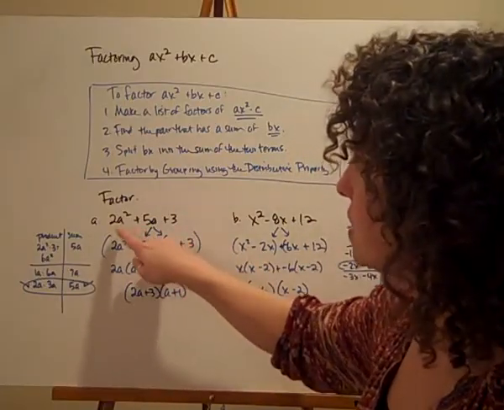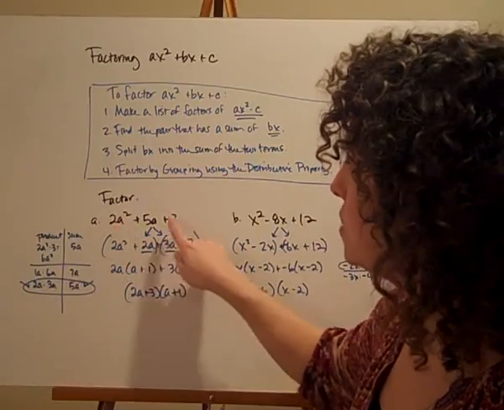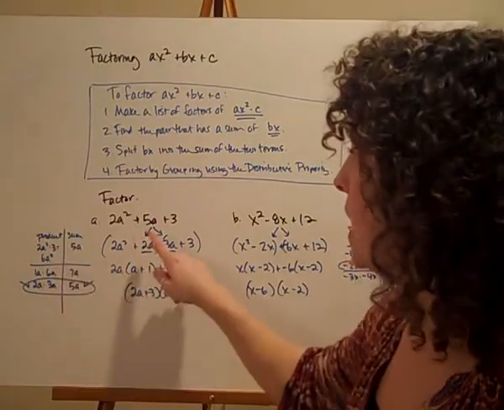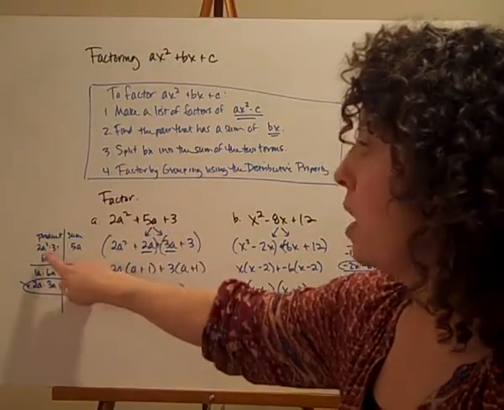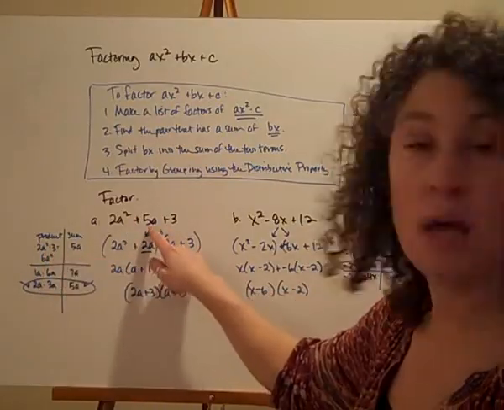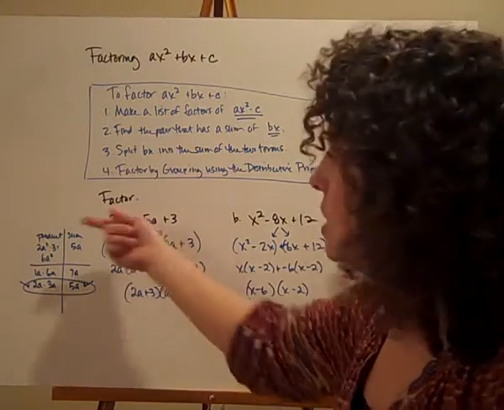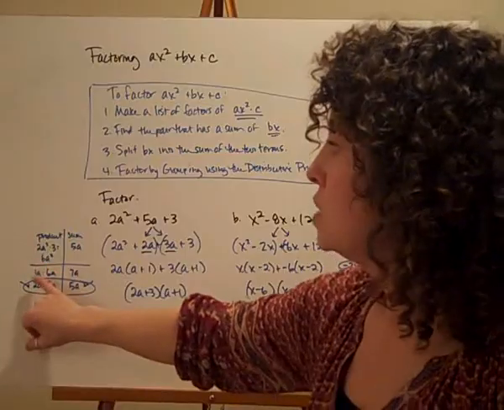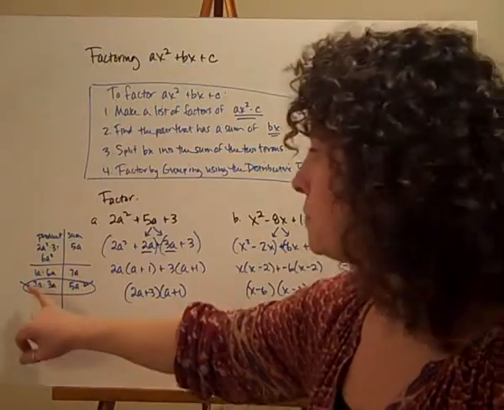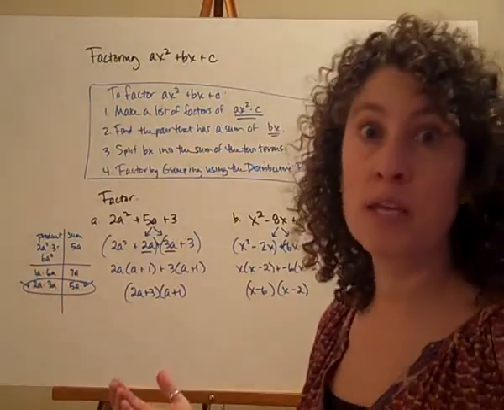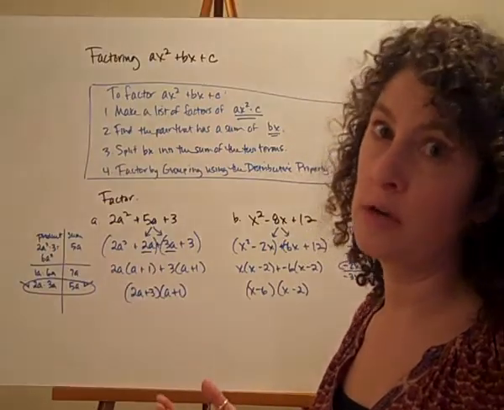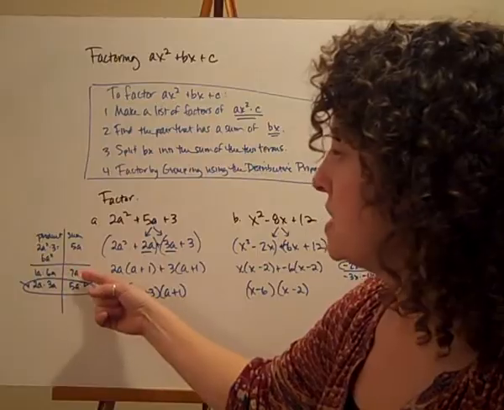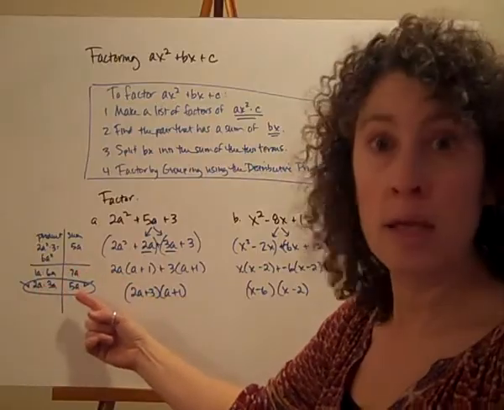What's the product of 2a squared times 3? That's 6a squared. I want 2 numbers that have that product and also have the sum of this middle term, which is 5a. So I'm going to list out all the factors of 6a squared. I have 1a times 6a, and I have 2a times 3a. That's pretty much it, there's not a whole lot of factors for 6. Now let's see what their sums are. 1a plus 6a is 7a, and 2a plus 3a is 5a.